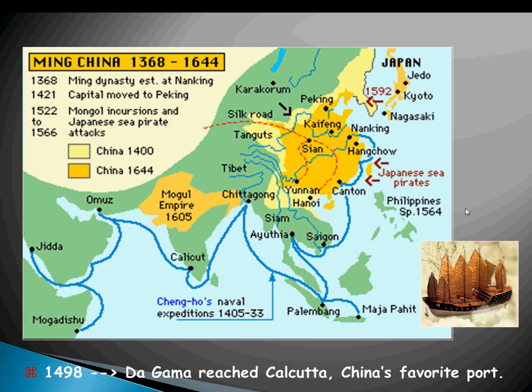But this shows some of the places that this Ming fleet sailed to, and you can see Calcutta and Mogadishu and so forth. And when you look at this for the time, this is a pretty impressive feat that they accomplished.